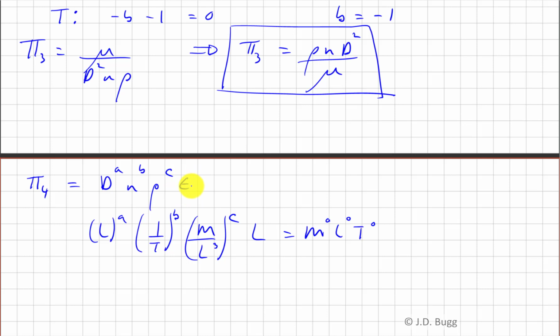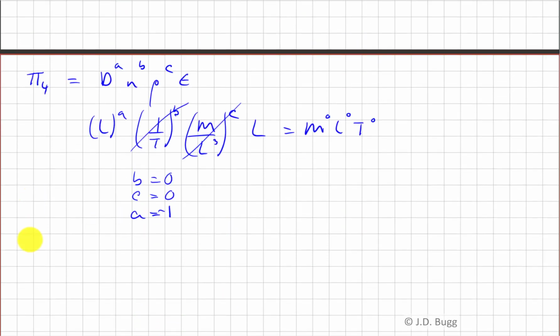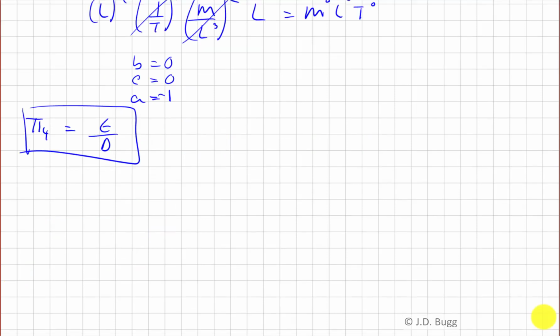So notice what has to happen here. This is the only thing with a T in it, so b has to be 0. This is the only thing with an M in it, so c has to be 0. So these two are essentially gone. That a has to be -1 to move this L in the denominator. So this tells us that a equals -1. And so our pi 4 group is just epsilon over d. So the relative roughness shows up as a pi group here.